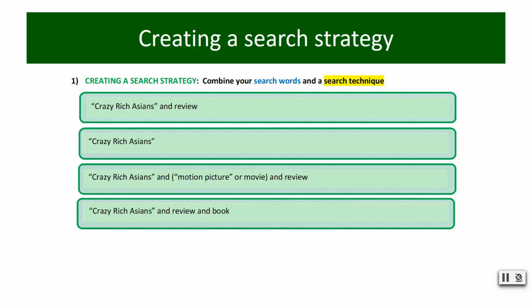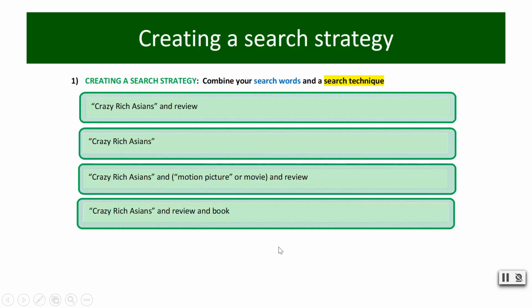Okay, so our next example is Crazy Rich Asians and review and book. So notice the variety of different options you can do and try them all. If you're not finding what you want on the first try, try all of these. I do think that you will need to spend about 30 minutes searching, and you will need to do several different searches, probably 3 to 5 different searches.